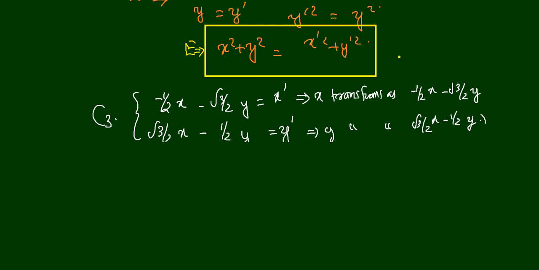x dash is equal to minus half x minus root 3 by 2 y and y dash is equal to root 3 by 2 x minus half y. That is the two equations that we already have. So let me call this equation as equation number 1. Equation number 1. രണ്ടാമത്തെ equation number 2 എന്ന് ഞാൻ വിളിക്കുകയാണ്. Equation number 1 and equation number 2.